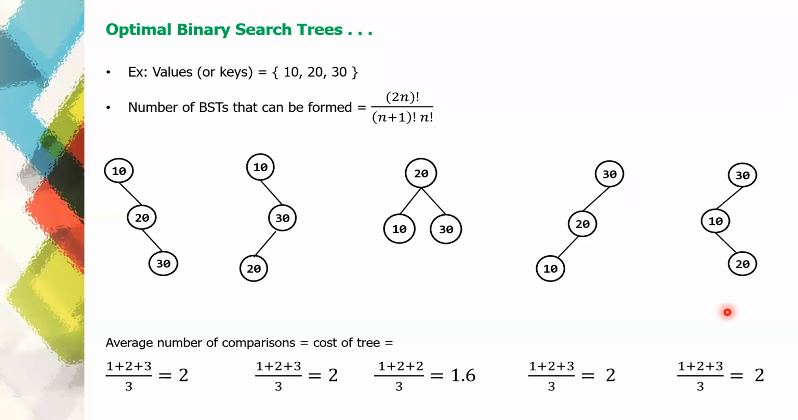So how many such binary search trees can I formulate? How many BSTs can I formulate, given n number of values? The number of BSTs you can formulate is equal to 2n factorial divided by (n plus 1) factorial into n factorial. This will be the number of BSTs that you can formulate given n number of values.